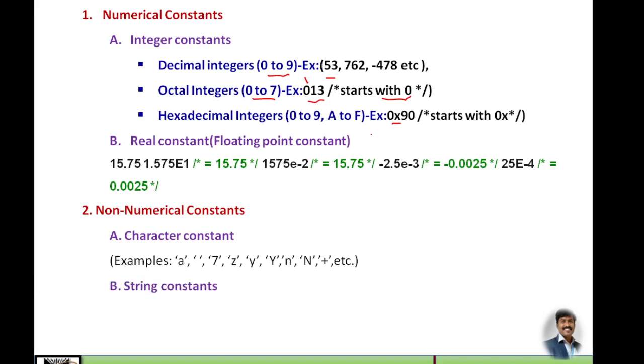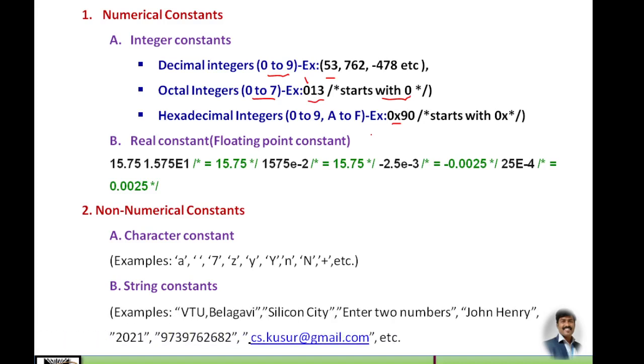The next non-numerical constant is the string constant. A string is a group of characters, or a sequence of characters, enclosed within double quotes. Let us take a few examples. Here VTU Belgavi is written within double quotes, and the Silicon City is written within double quotes. So these two are string constants. Similarly, a group of digits enclosed within double quotes is also treated as a string constant.